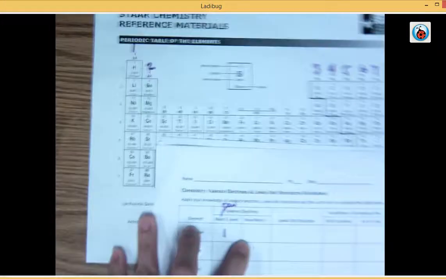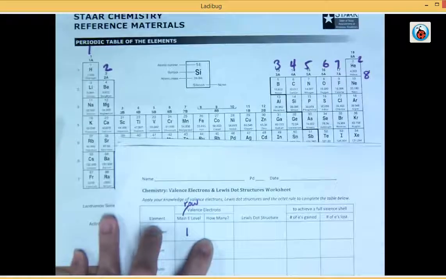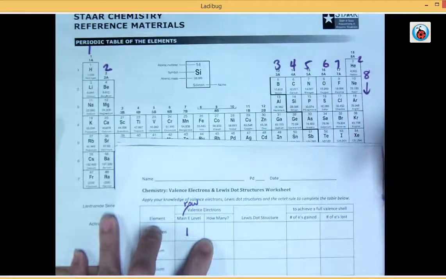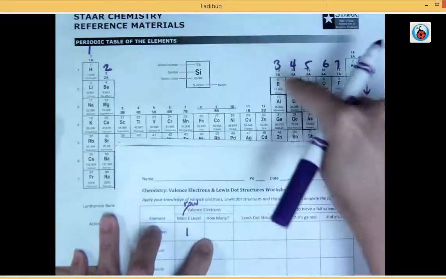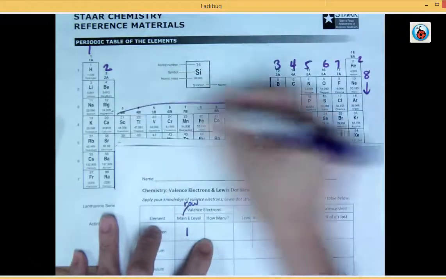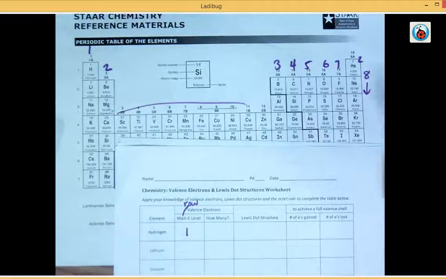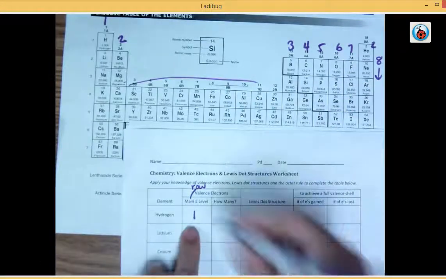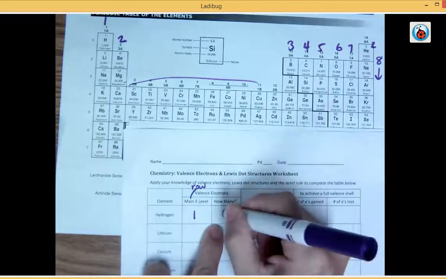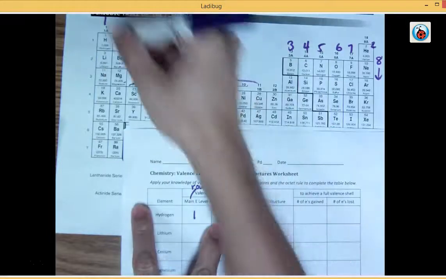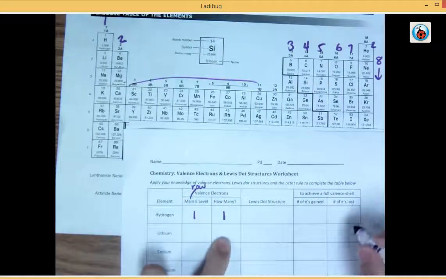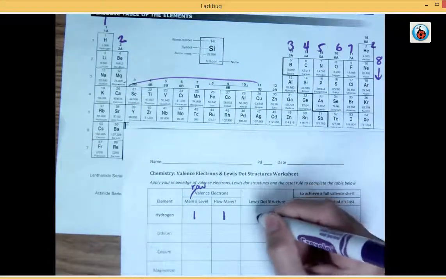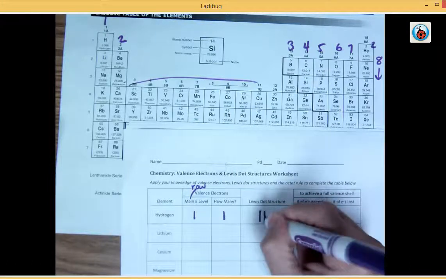Okay. There you go. Helium's 2. Everything else below that is 8. All right. So 1, 2, 3, 4, 5. We skip over the transition metals because they're different. Transition means they can change. That's why. Main energy level, hydrogen is in row 1, and it's in column 1, so it has 1 valence electron.